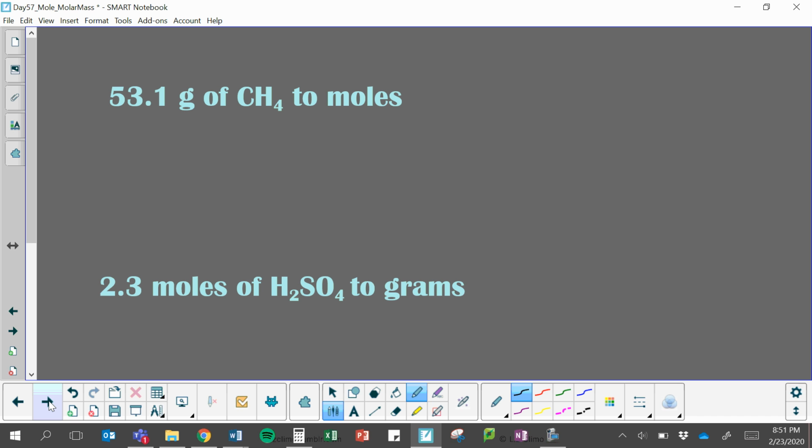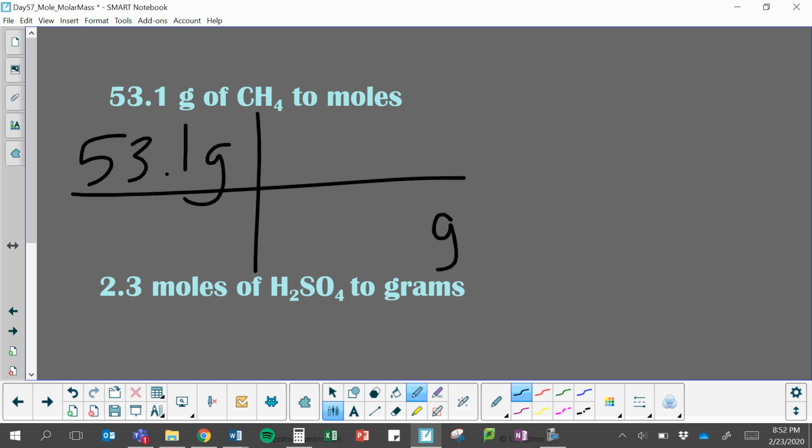Okay, so here's a couple more examples. This time you have to actually calculate out the molar mass. So I'll show you how to do a couple of those. So we have 53.1 grams of CH4. We're going to set it up the same way with grams down here and moles on top. But for CH4, we need to calculate the molar mass.